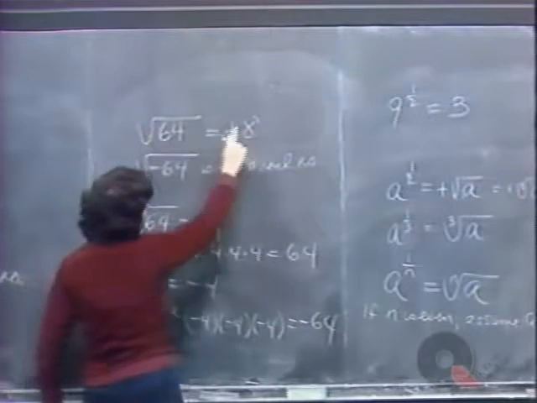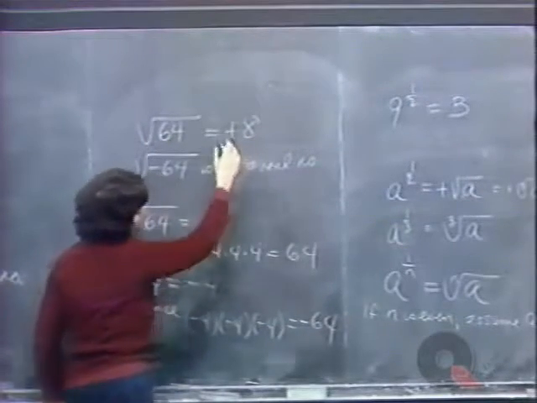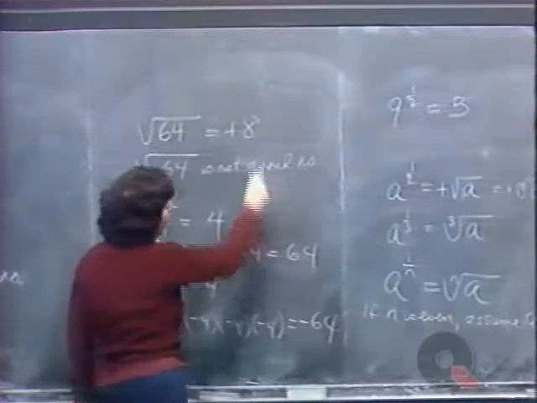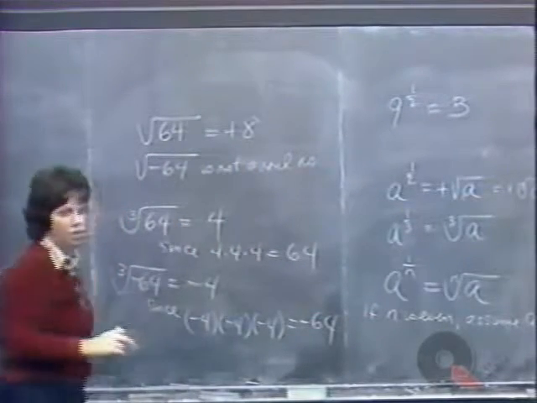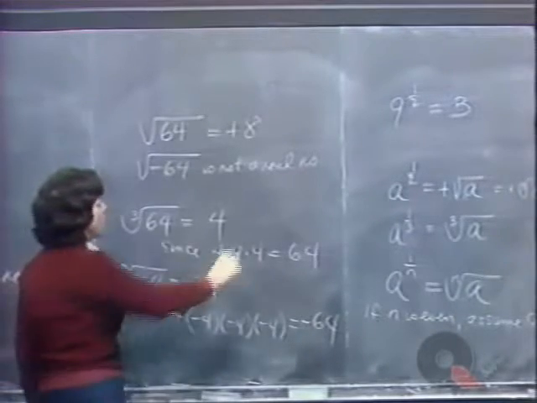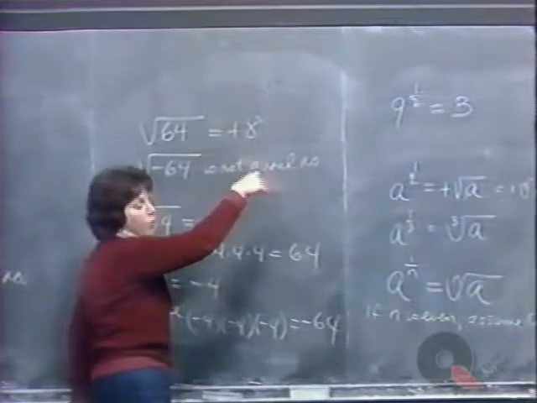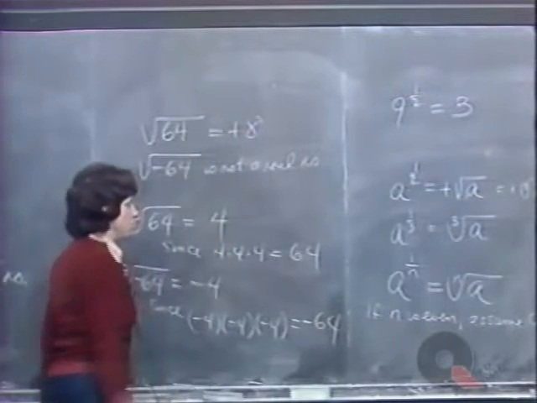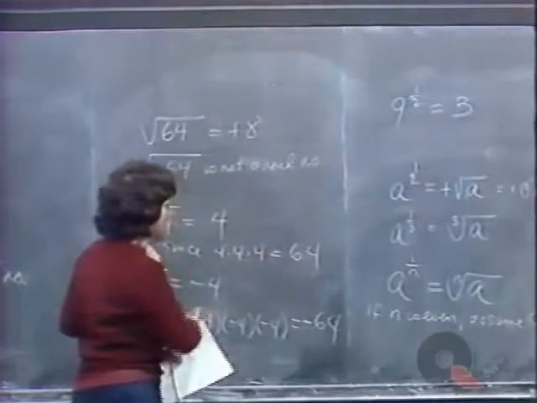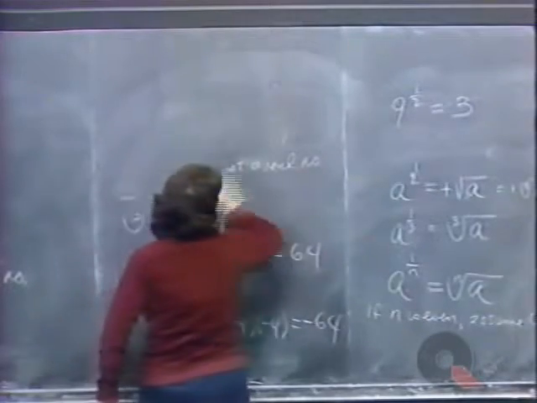But with the square root of 64, you might say, well, plus 8 or minus 8. Minus 8 times minus 8 gives you 64. Plus 8 times plus 8 gives you 64. So with even roots, we'll have to say we're talking about the positive quantity, which, when multiplied by itself, gives you, in this case, 64. Okay, so let me write that down for you.